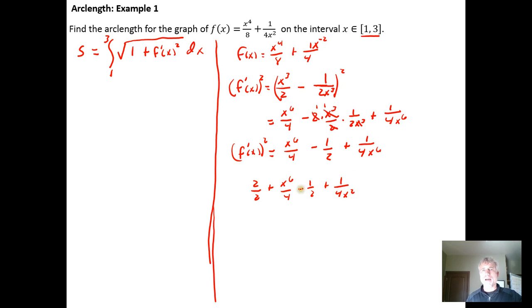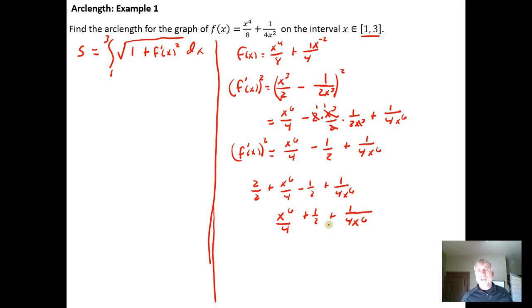And so 2 halves minus 1/2 is going to leave us with 1/2. We get x to the 6th over 4, plus 1/2, plus the 1 over 4, and this should be x to the 6th coming down here. So 4x to the 6th.